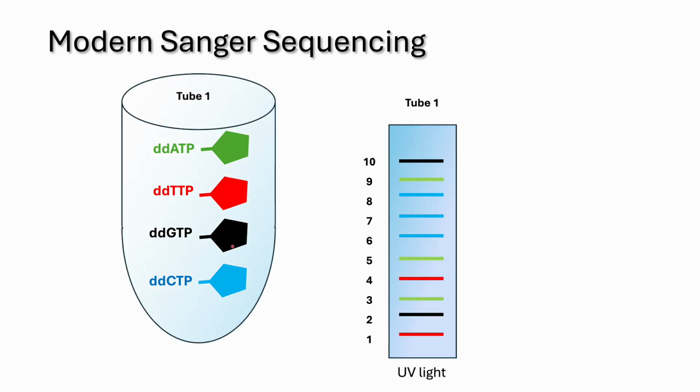Since each ddNTP is associated with different fluorescent, this allows for a single tube sequencing reaction as well as visualization through UV light. This process simplifies the procedure compared to the original radioactive method, which required separate reaction for each ddNTP. Fluorescent labeling also eliminates the safety concerns associated with radioactive isotopes, while also streamlining the process for greater efficiency.